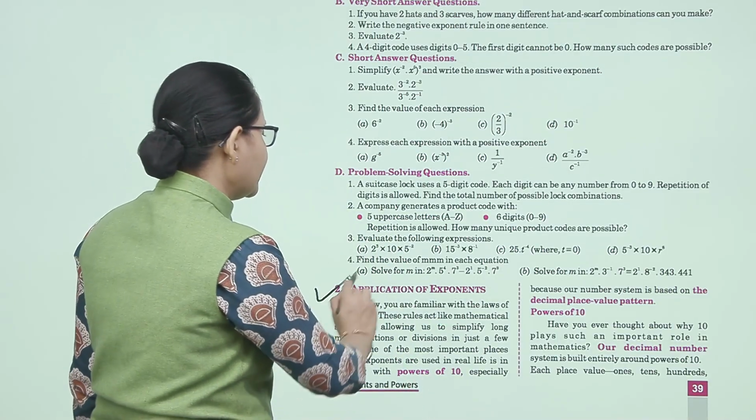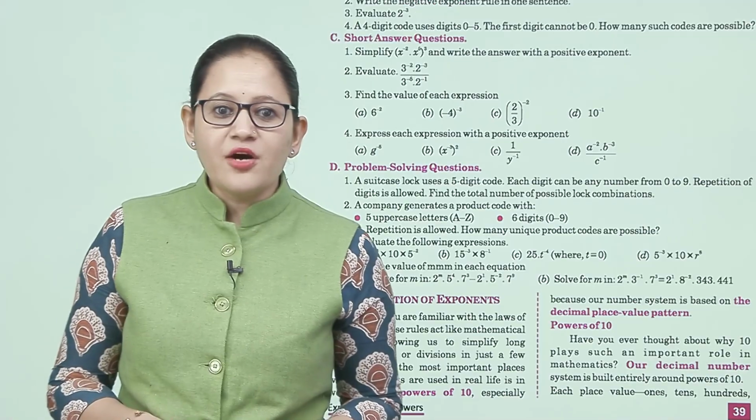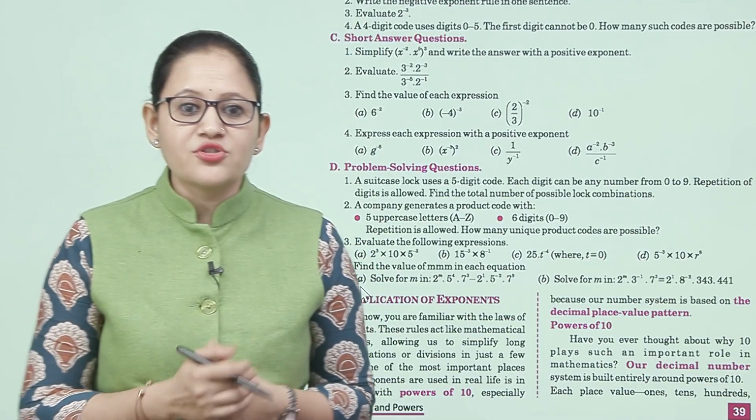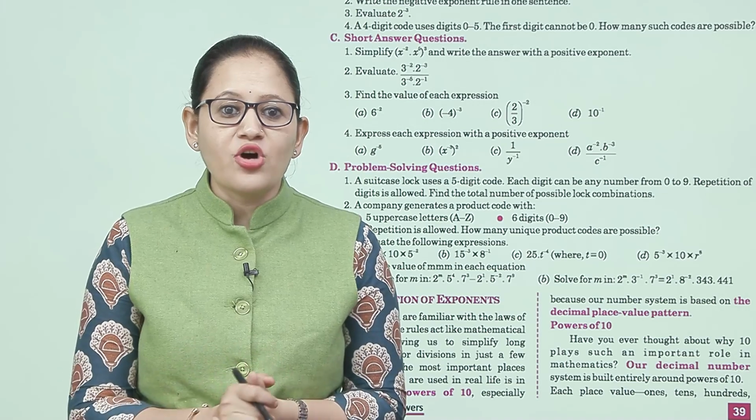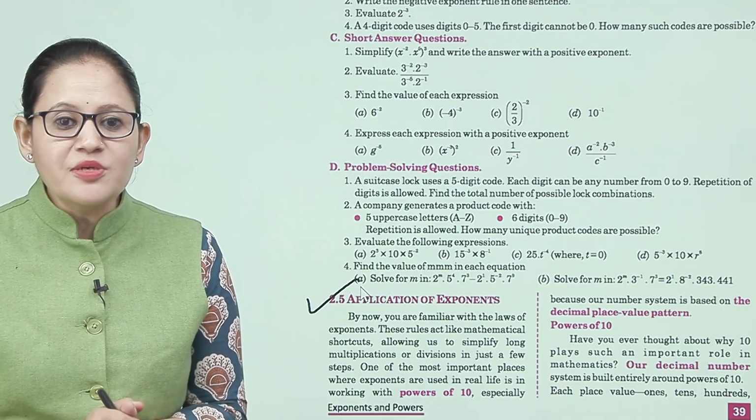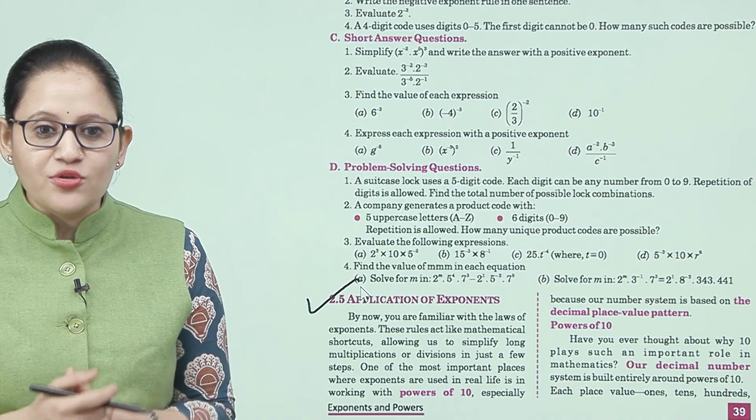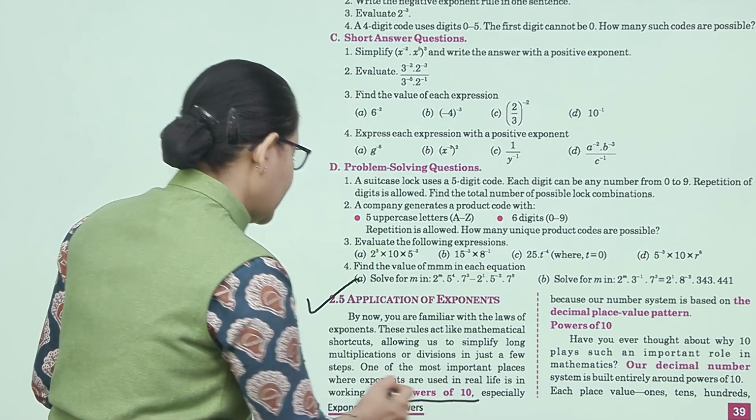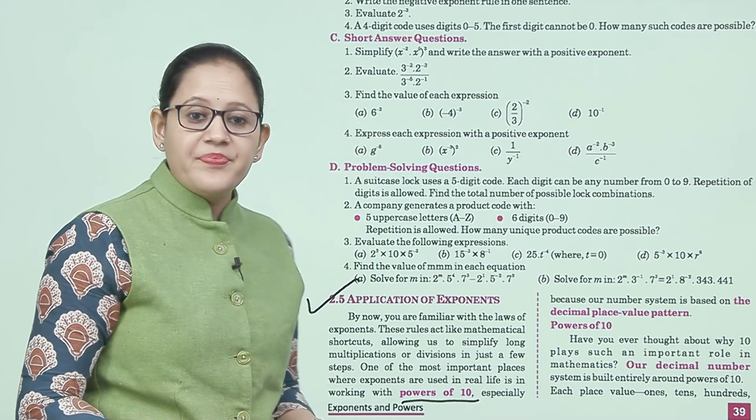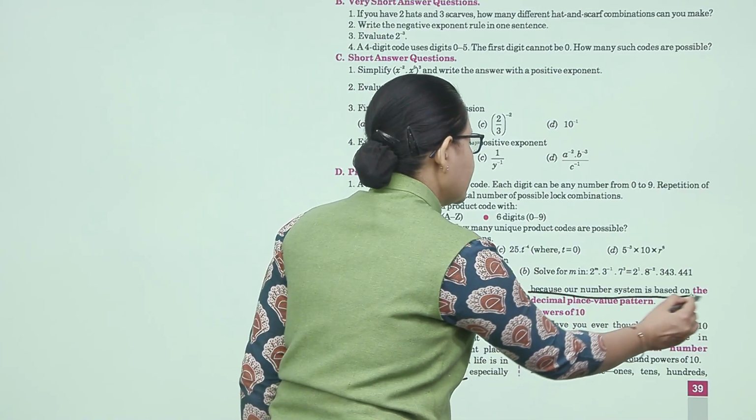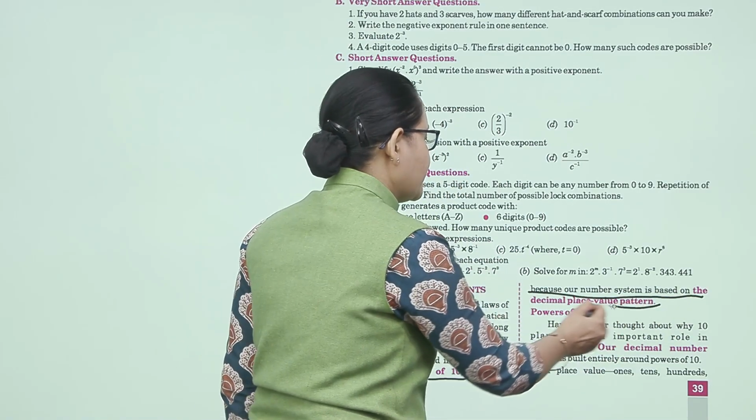Next is application of exponents. By now you are familiar with the laws of exponents. These rules are mathematical shortcuts allowing us to simplify long multiplication and division in just a few steps. One of the most important places where exponents are used in real life is working with the powers of 10, especially exponents and powers, because our number system is based on the decimal place value pattern.